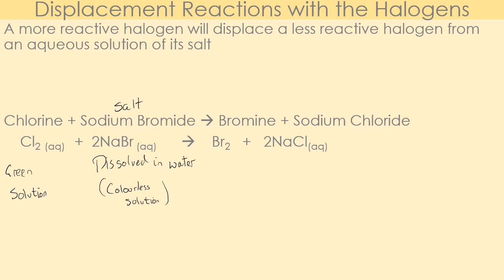Because chlorine is more reactive than bromine, it will displace it, it will knock it out of the way, and we will get bromine. That should be an aqueous bromine solution, plus sodium chloride. My sodium chloride solution will be colourless still. Halide solutions are always colourless. My bromine solution, though, will be sort of a yellowy brown colour. We will get a colour change. So in these displacement reactions, we see colour changes happening.